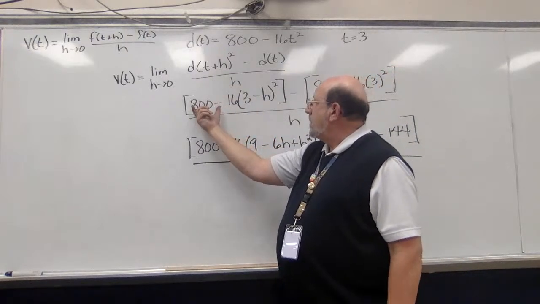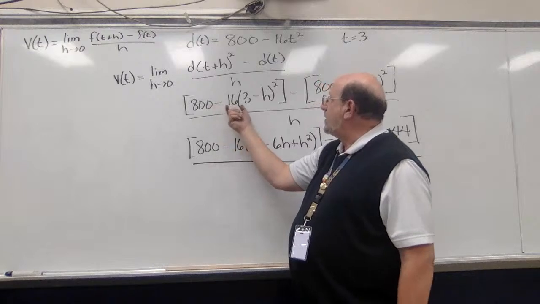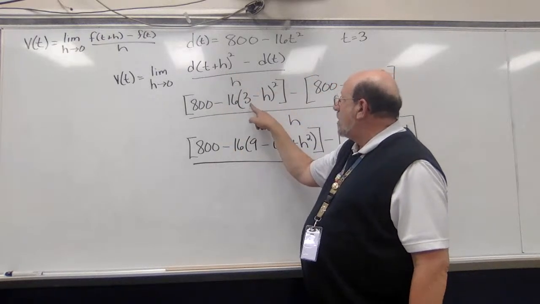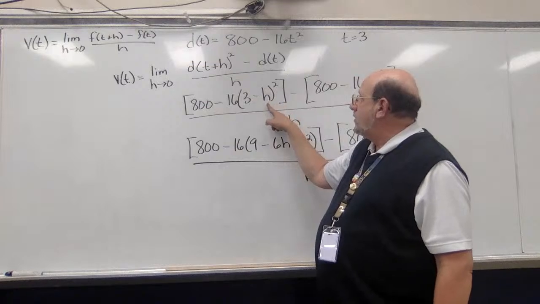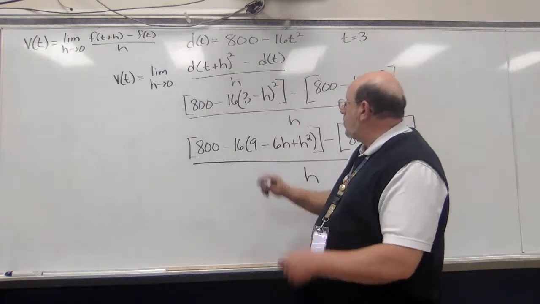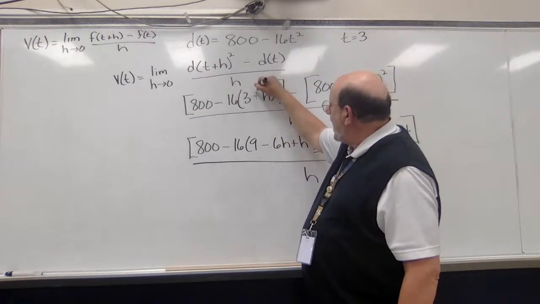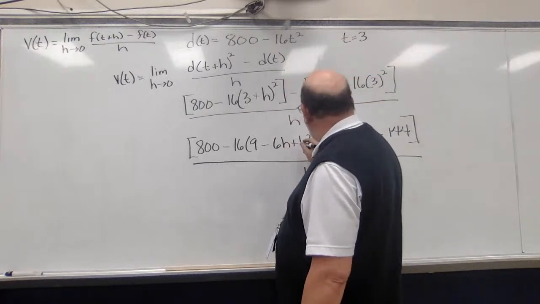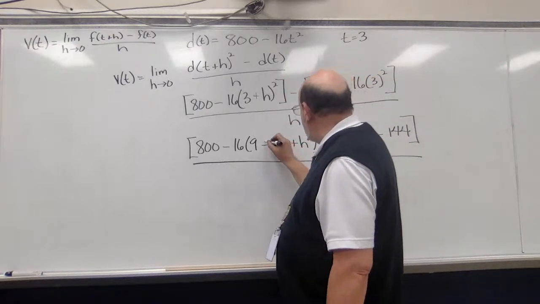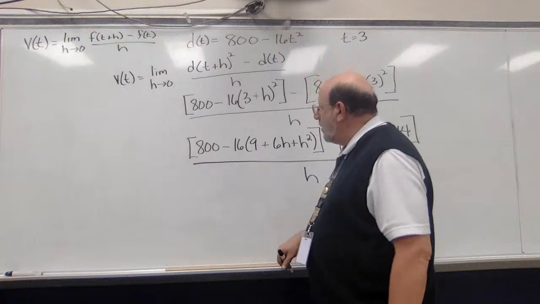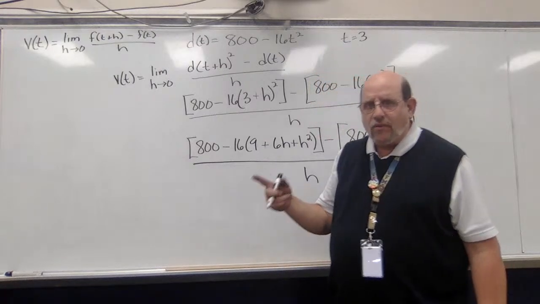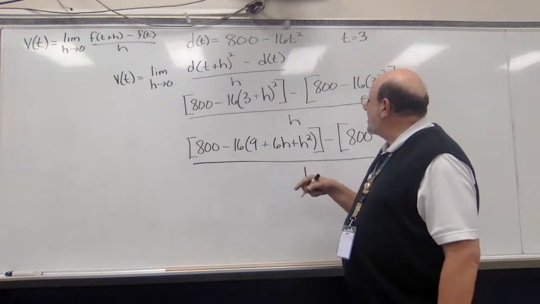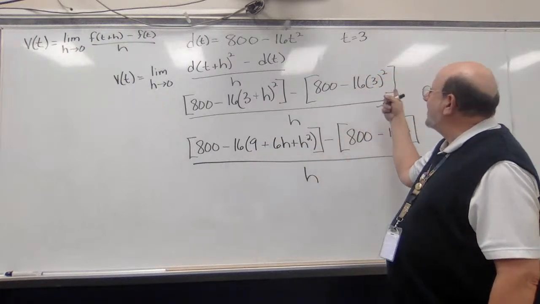So when I input this value, my function is 800 minus 16 t squared, or t plus h squared. So my time is 3. Here's minus plus h. Look at that. I already made a mistake. Anyway, here we go. I just made my correction, right?